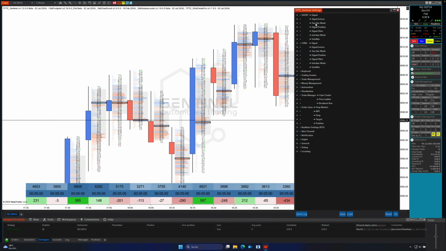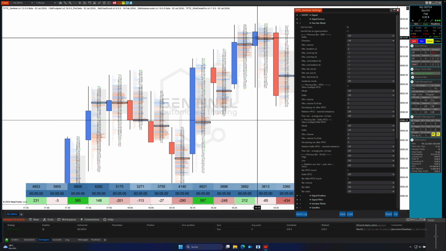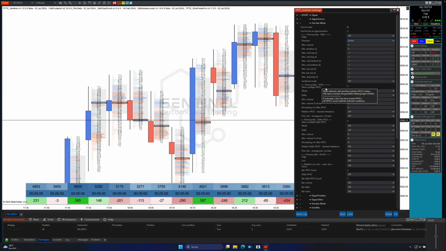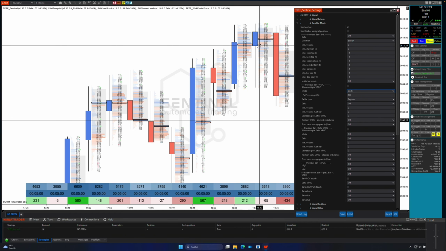Now let's take the Two Bar mode. Here we now say that the direction should be bullish. And I would also like to have my POC, my VPOC, accordingly as the mode in body. So it should be in the body here. And it should have a negative delta in this case.